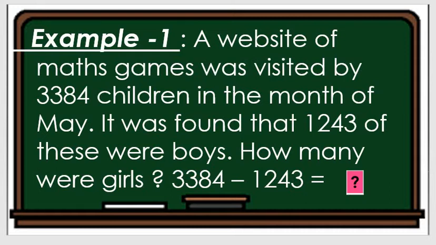A website of maths games was visited by 3384 children in the month of May. It was found that 1243 of these were boys. How many were girls? Understood? What is this question, students? A website of maths games was visited by 3384 children in the month of May. It was found that 1243 of these were boys. How many were girls?